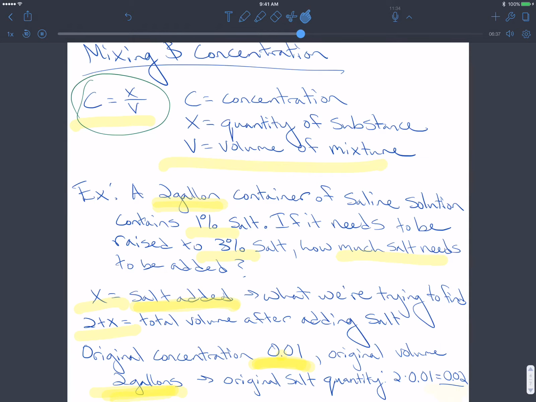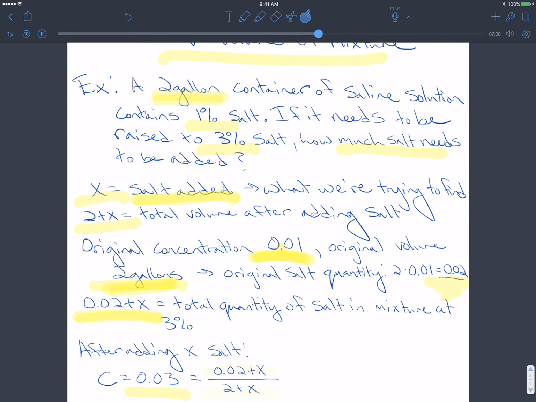So if we add X salt to the 0.02 gallons of salt, then the total quantity of salt that I have in the mixture when it reaches 3% is going to be 0.02 plus X. Okay, so after I've added the salt, the concentration of 0.03 equals the total amount of salt, 0.02 plus X, over the now total volume, which is the volume of the original solution plus the salt that was added. I'm not adding any water or anything else, I'm just adding salt to increase its concentration.